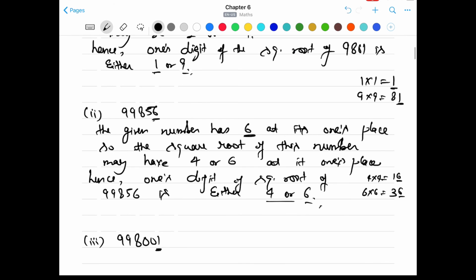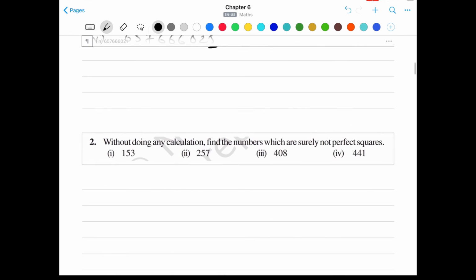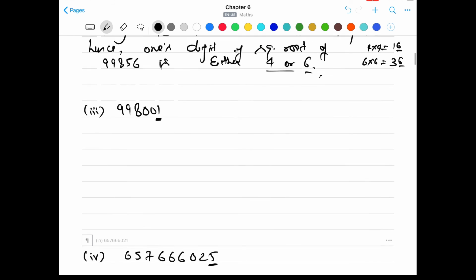So we'll write the answer of this one in a similar way: the given number has 5 at the ones place, so the square root of this number may have 5 at its ones place. Hence the square root of this number ends in 5. I'm leaving it for you, so you will write the answer of these two by yourself.